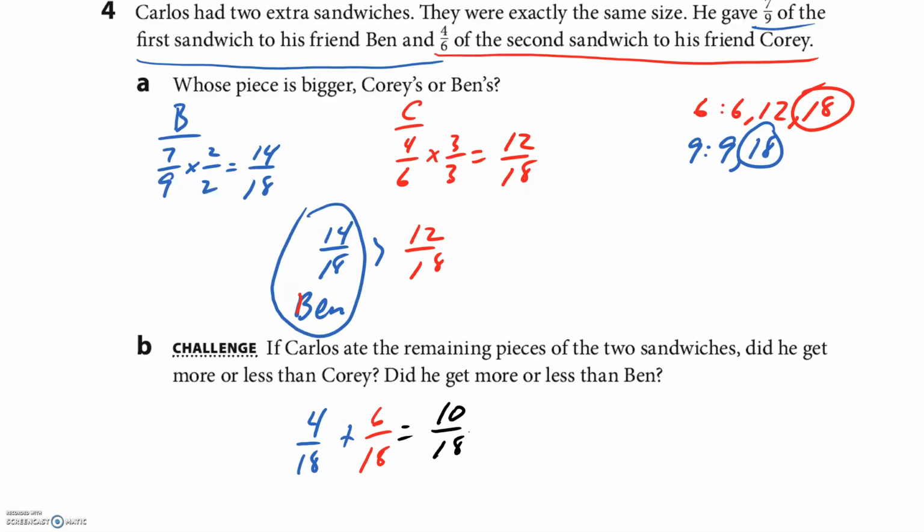And 10/18, I think, did he get more or less than Corey? I think he got less than both of them, right? Because Corey had 12/18 and Ben had 14/18. He got less than both.